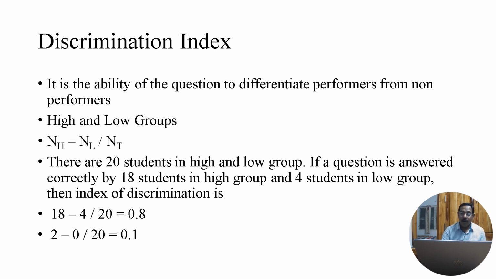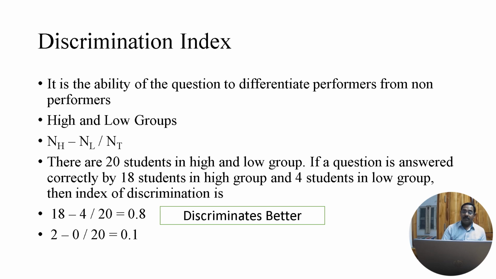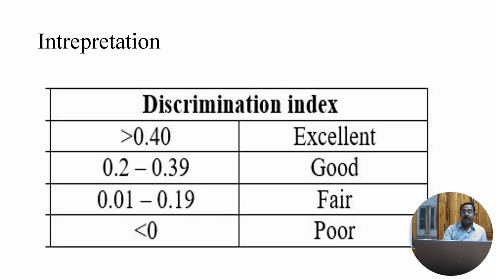Therefore, let us see the norms, how you consider a question. If the discrimination is 0.4 and above, it is an excellent question. If the discrimination is 0.2 to 0.3, it's a good question, and less than that, fair and poor questions. So it is better to select 0.2 and above for the final question paper. If you're getting less than that, those questions should not be selected for the final question paper.